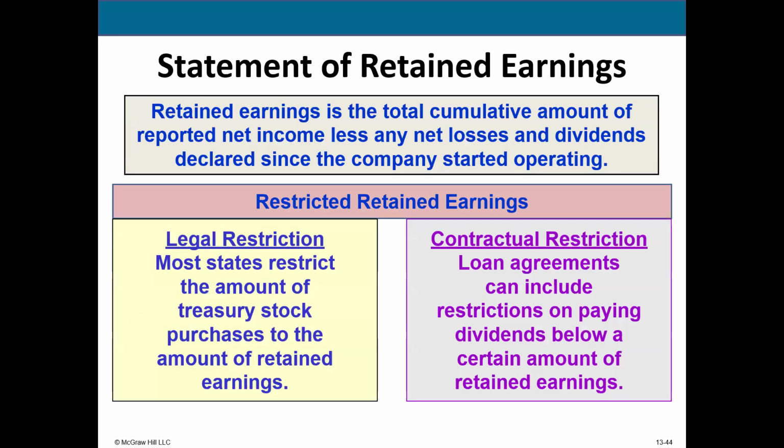And the statement of retained earnings, as the name implies, shows us the amount that's retained or kept within the business. So to calculate the statement of retained earnings, we take beginning balance retained earnings plus net income minus any dividends paid equals ending balance retained earnings. Very straightforward. It shows any changes within the ownership of the business. Okay, that's what the statement of retained earnings shows us.